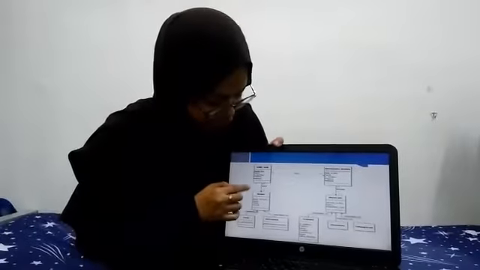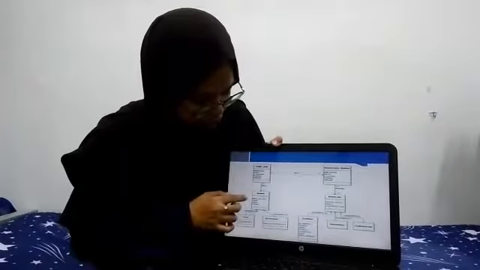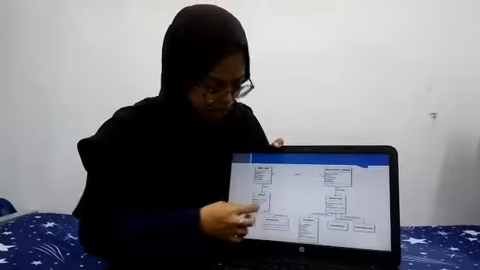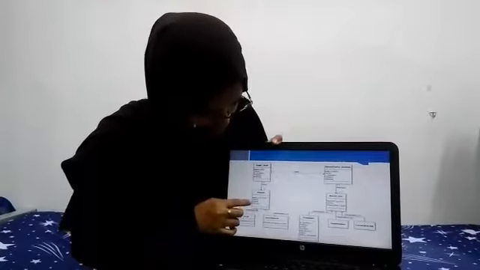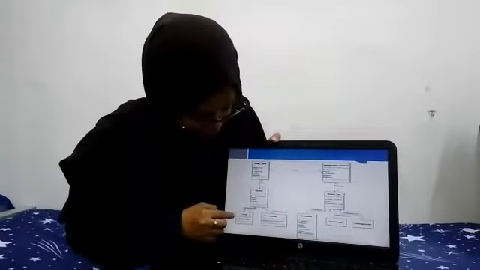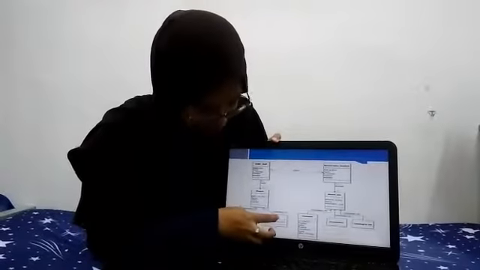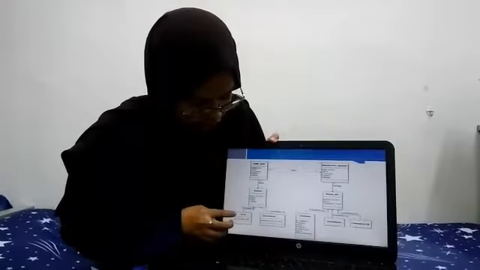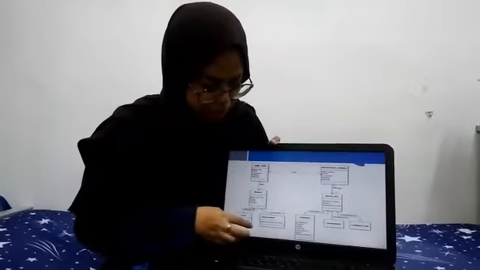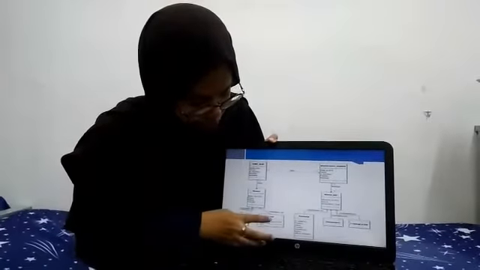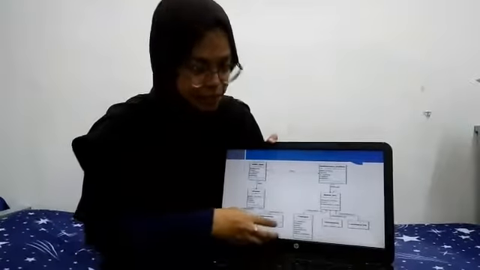Last entity is students, consists of matric number as a primary key, and the name, INASIS course, and has a subclass which is local or international. Local stores IC number as a primary key. For the international, store passport number as a primary key.